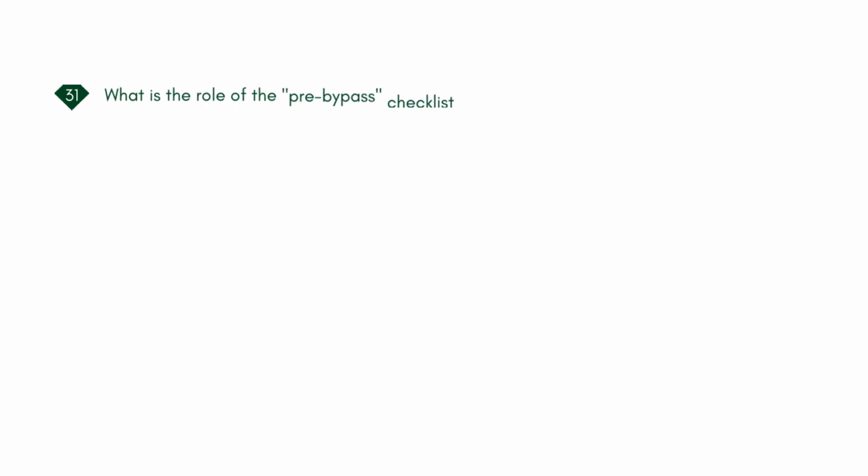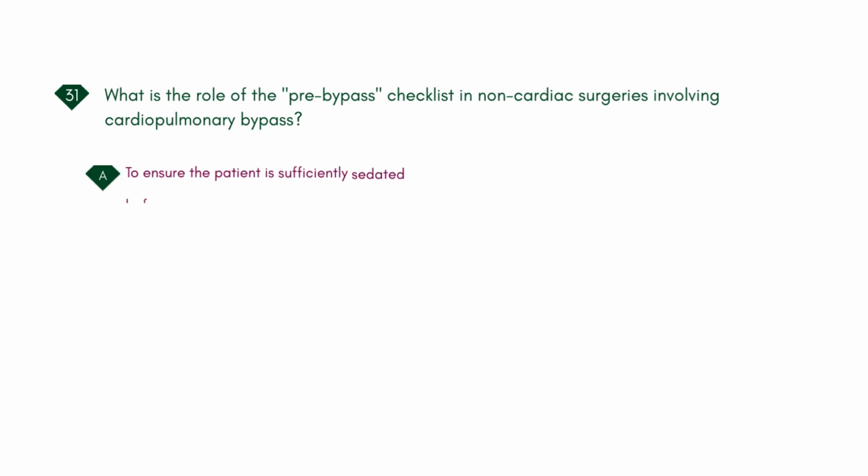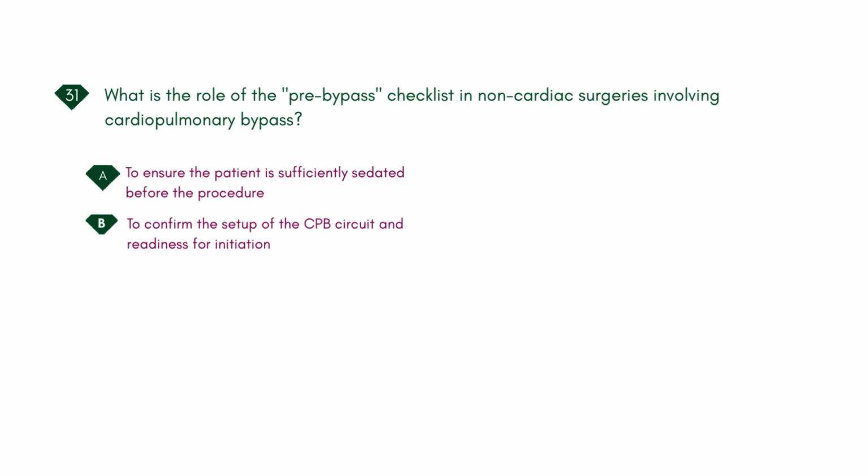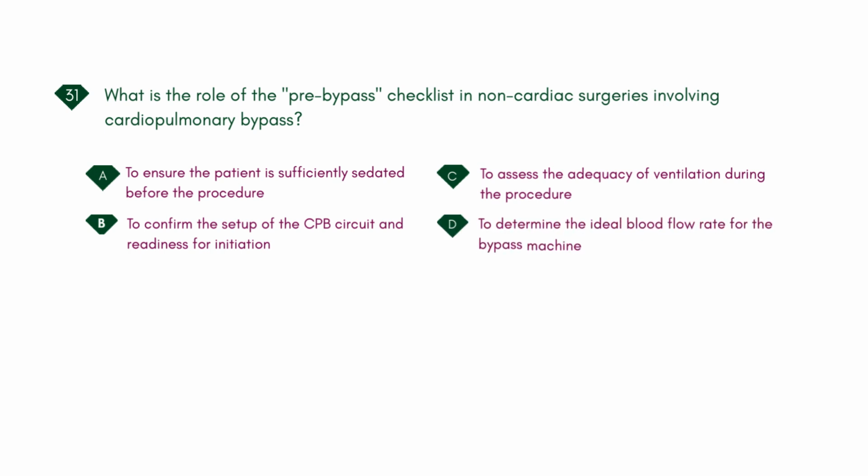What is the role of the pre-bypass checklist in non-cardiac surgeries involving cardiopulmonary bypass? A. To ensure the patient is sufficiently sedated before the procedure. B. To confirm the setup of the CPB circuit and readiness for initiation. C. To assess the adequacy of ventilation during the procedure. D. To determine the ideal blood flow rate for the bypass machine.